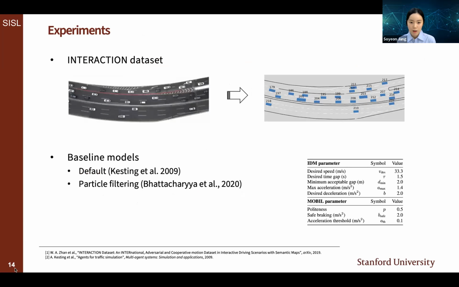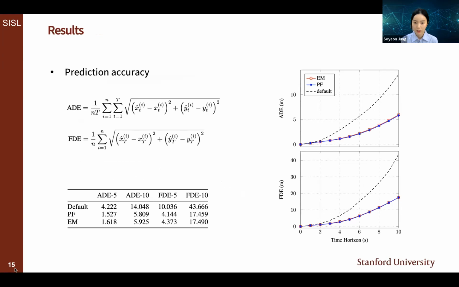I experimented the model on a highway driving scenario with lane changes from a real-world data set called INTERACTION. Two baseline models were used to compare our model against. The first model uses the default IDM and MOBIL parameter values suggested in prior work. The second model uses particle filtering to estimate the IDM and MOBIL parameters. I evaluated the models in terms of three metrics: prediction accuracy, data efficiency, and safety.